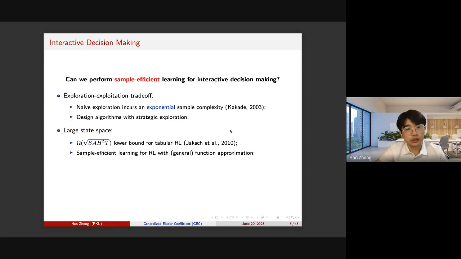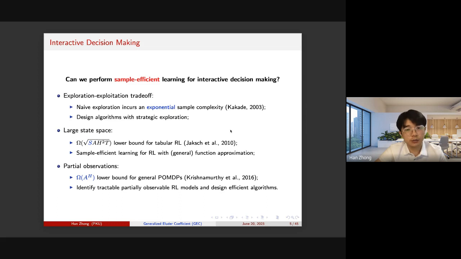The second challenge is the large state space. Modern RL problems may involve millions to billions of states, but classical tabular RL theory suggests that for any online RL algorithm, its regret bound is at least square root of S A H squared T. Here, S is the number of states, A is the number of actions, H is the horizon, and T is the number of episodes. So when S is very large, the regret bound becomes vacuous. To avoid the dependence on S, we need to perform sample efficient learning for RL with general function approximation.